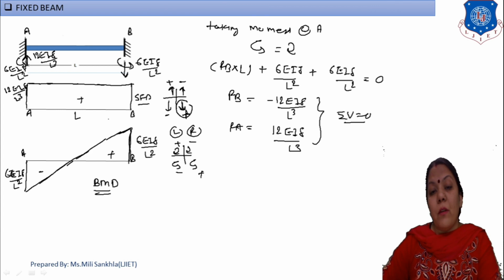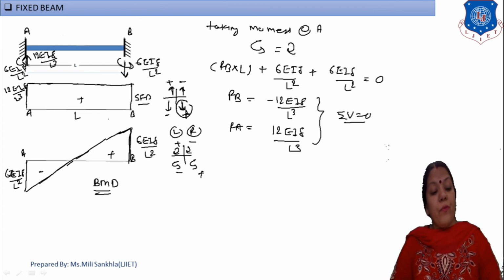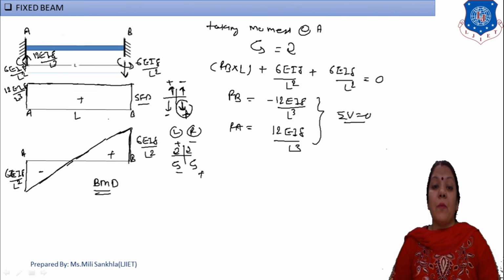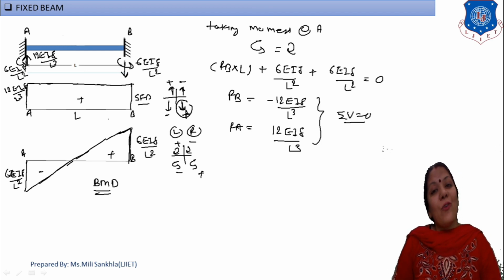Okay, now in today's session we derived the equations for a fixed beam subjected to settlement. In the next session we will derive the equations for a fixed beam subjected to rotation. Okay, we stop here.